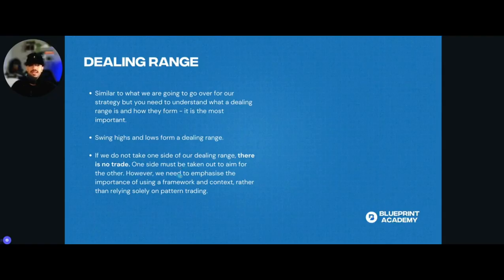However, we need to emphasize the importance of using framework and context. So this is not just a pattern. So if price takes out one side of the range, you're not just looking to target the opposing end without any context. Going back to the high time frame order flow and where the market wants to go, this is your context, and you need to know where the high time frame candles are going. You can't just blindly trade this as a pattern, because this is not pattern trading. So I need to emphasize that this is not pattern trading. You need context behind why you're taking the trades.